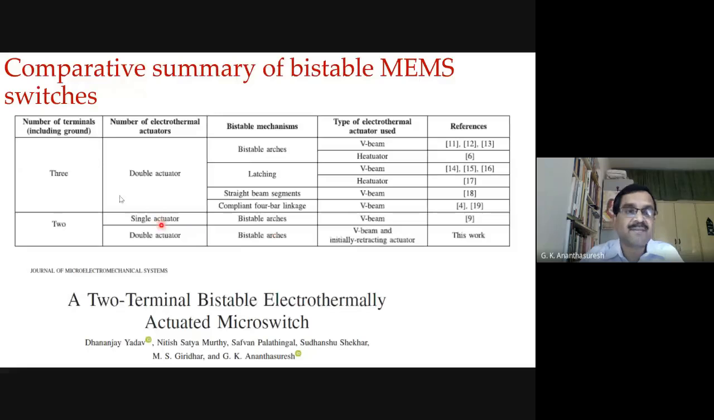And we did a comparison of our switch with others. Most people today, when you make these switches, use electrothermal actuators because they have larger force, and there are applications where the slowness of operation is not going to come in the way. And within that, there are two types of electrothermal actuators. One is V-beam, other is what is called a heat-actuator. Heat-actuator is the folded beam that I had flashed at the very beginning. V-beam is the one that I'll be talking a lot, so I will not explain that now. So many people use V-beam because it's very simple and can be very effectively integrated with the devices.